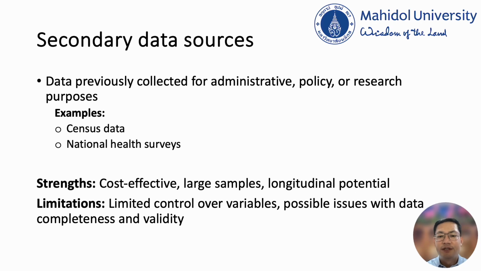Secondary data is data collected previously for purposes like administration, policy, or research. Examples include census data and National Health Service records. The advantages are that it's cost-effective, often includes large samples, and allows for longitudinal analysis. However, the limitations include lack of control over variables and possible issues with data accuracy or completeness.